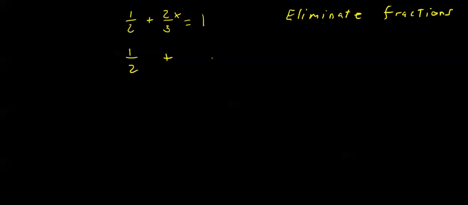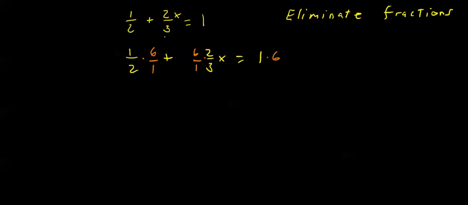The first thing we're going to do is eliminate fractions. So I'm going to multiply by the least common denominator. And actually I'm going to rewrite this problem, 1/2 plus 2/3 x equals 1. Kind of gave myself a little more room, and I multiply by 6, I multiply this term by 6, and I multiply this term by 6. All right? Everything gets multiplied.